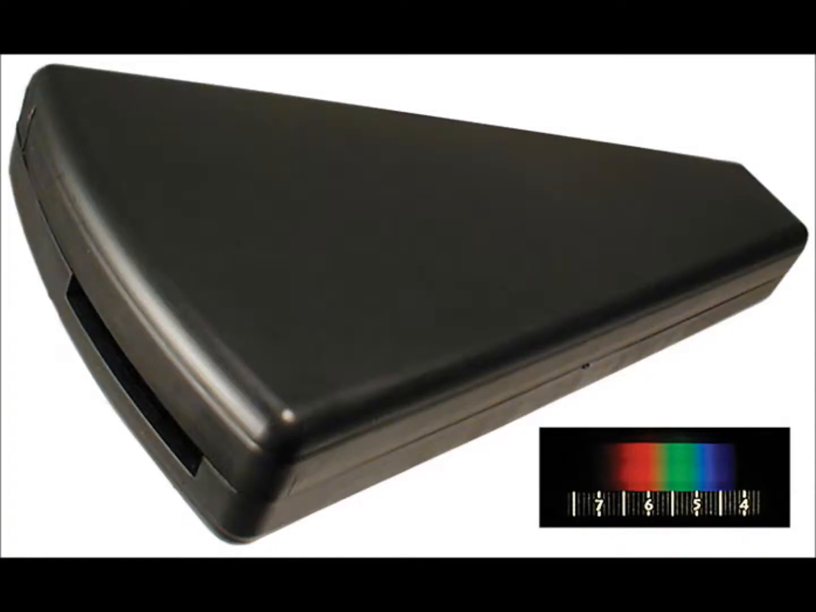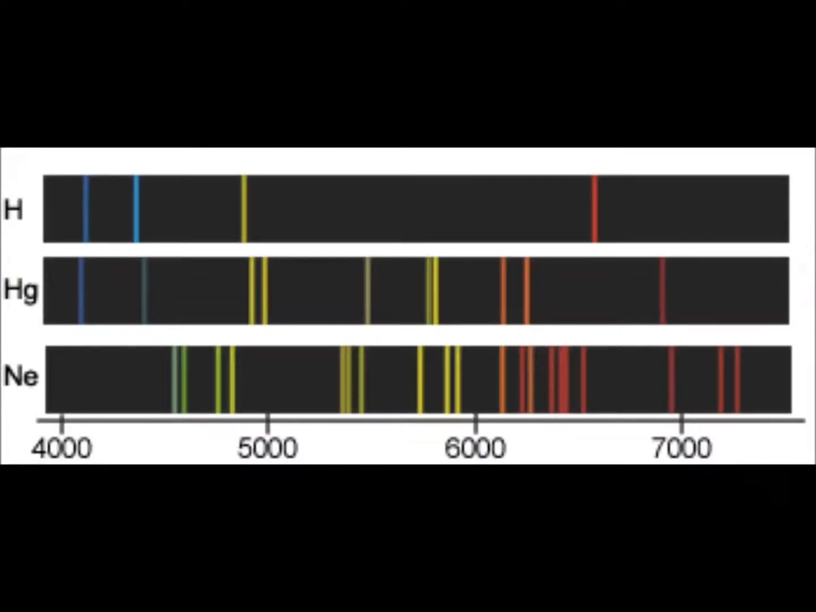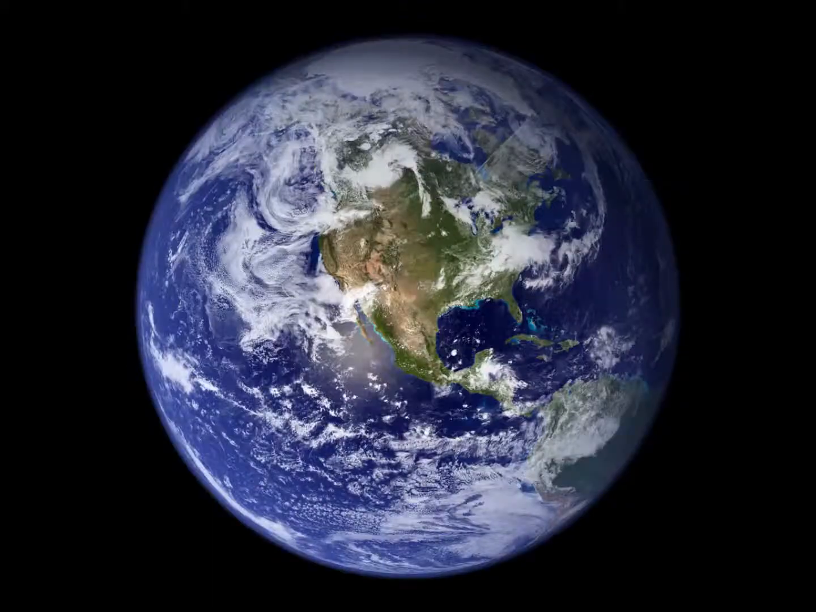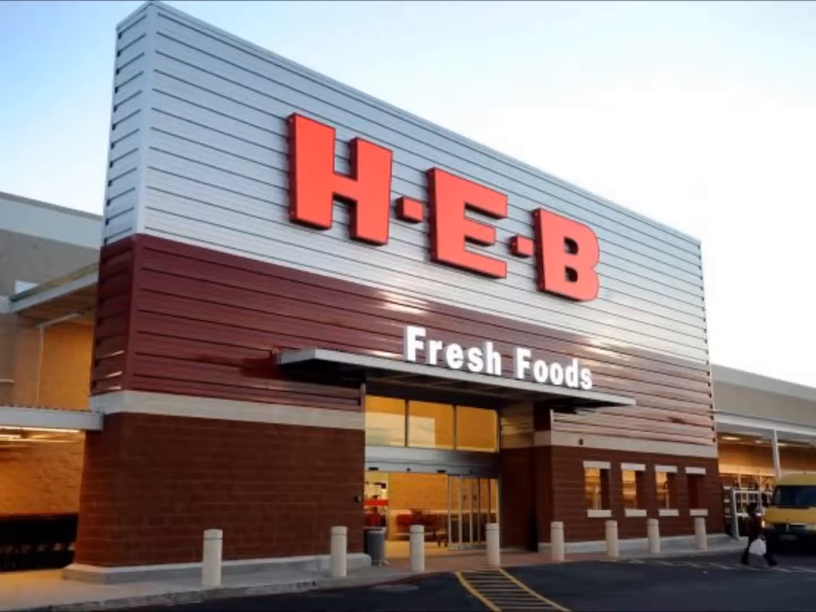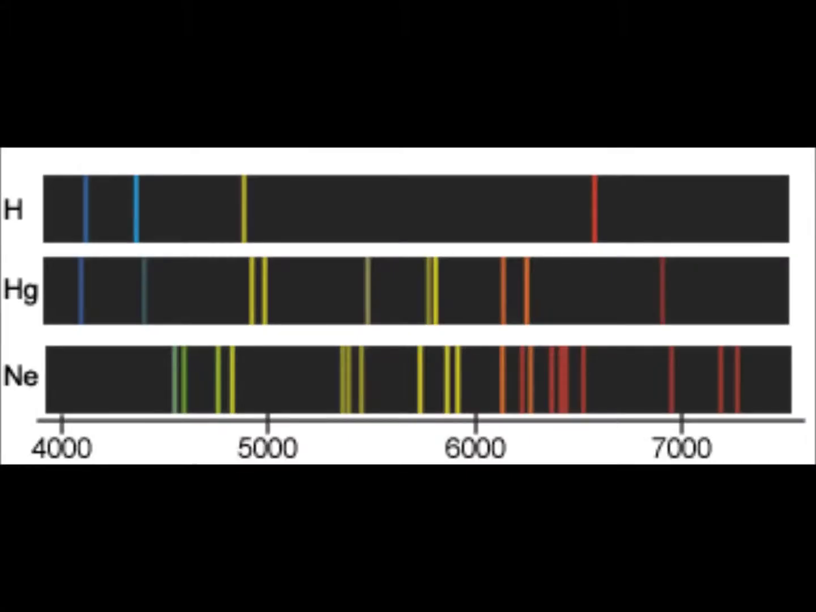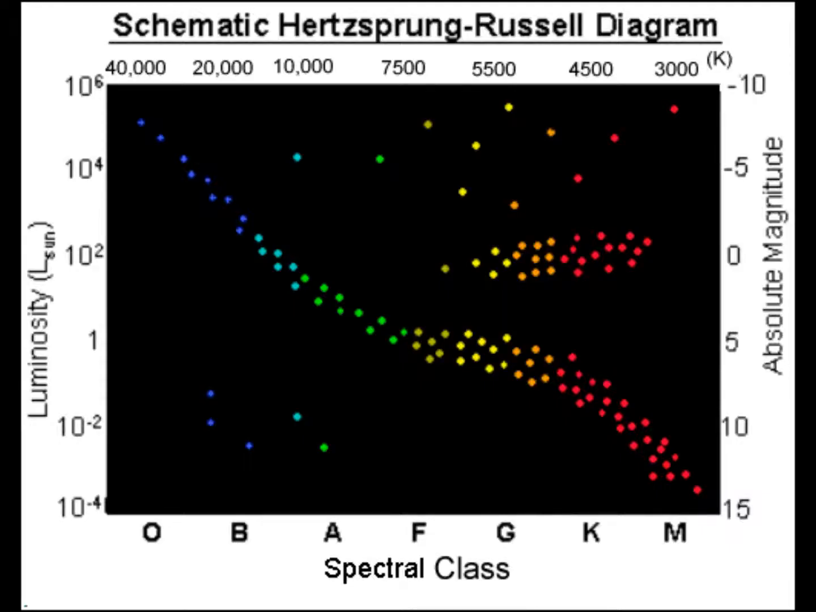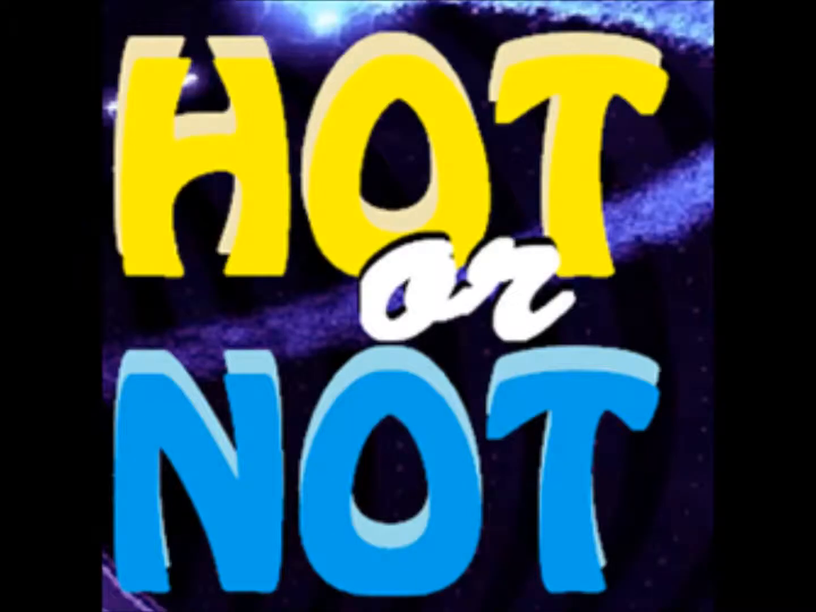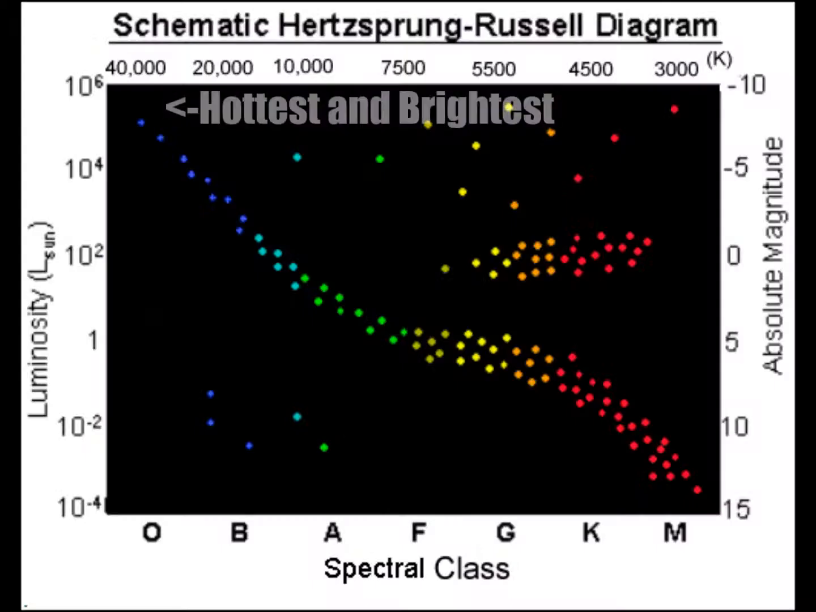Okay, anyways, there's this thing called a spectroscope, and it lets us see everything in a spectrum so we can view its unique barcode, because just like the world is like a giant HEB and everything has a barcode. And there's also this thing called an HR diagram, or a Hertzsprung-Russell diagram, which is this dude who created like a hot or not for stars, where he put them on a chart based on their hotness and their brightness.